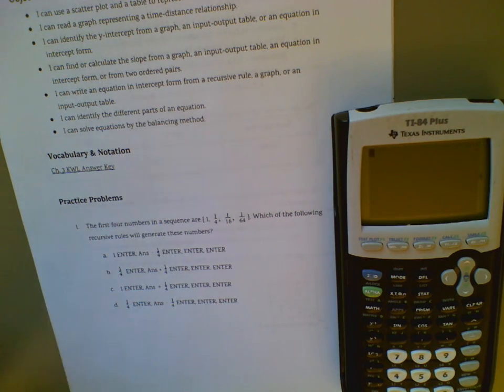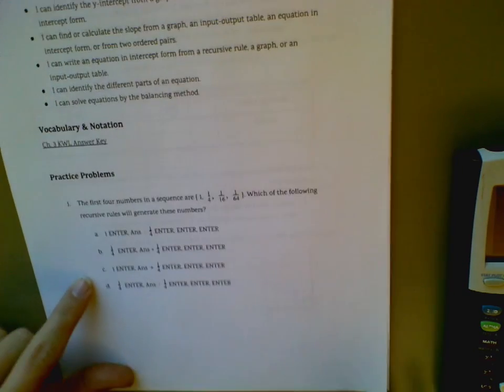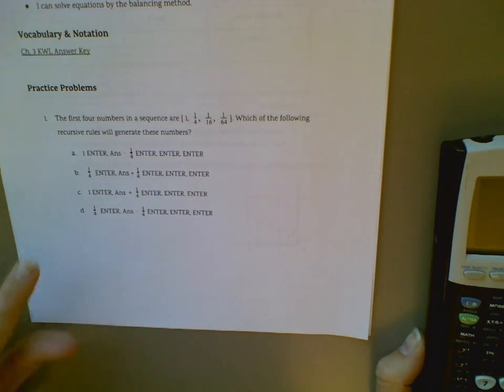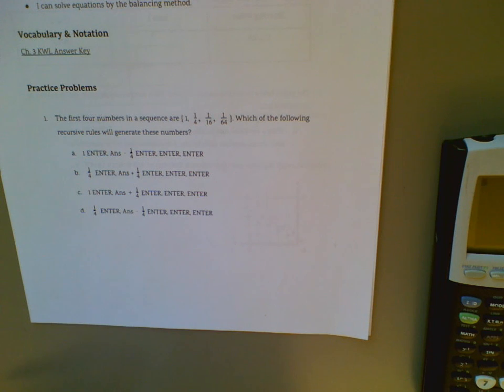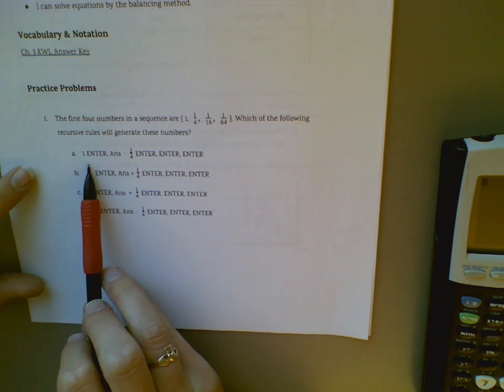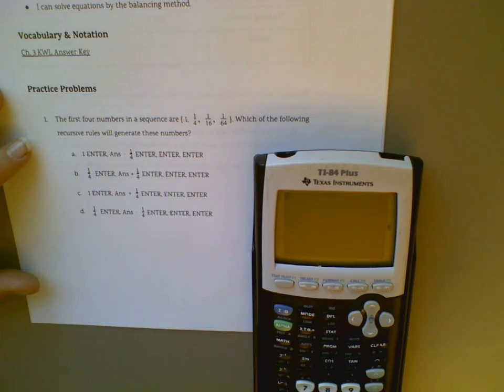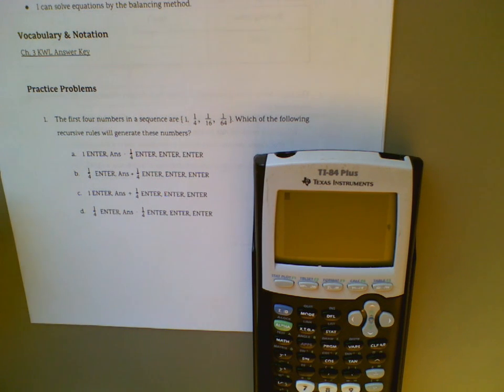All right, so we're looking at our Chapter 3 practice test. We're going to start with number 1 down here, which is talking about a recursive rule, and specifically talking about how to enter in recursive rules into a calculator. It's going to be handy to have your TI-84 calculator open. You should have that available on your Chromebook.